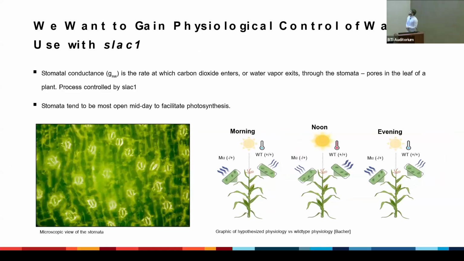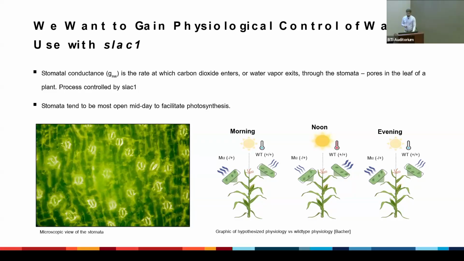This is basically the rate at which carbon dioxide enters and water vapor exits through the plant's pores. This process is heavily regulated by the gene SLAC1. Typically, stomata are open midday to facilitate photosynthesis, as this leads to more gas exchange and thus more CO2 entering, which drives photosynthesis. However, at the same time, while CO2 is entering, the water vapor is leaving. Particularly, this is happening during midday, during periods of high temperature and high solar radiation, which we hypothesize is leading to much more water loss than we would like.